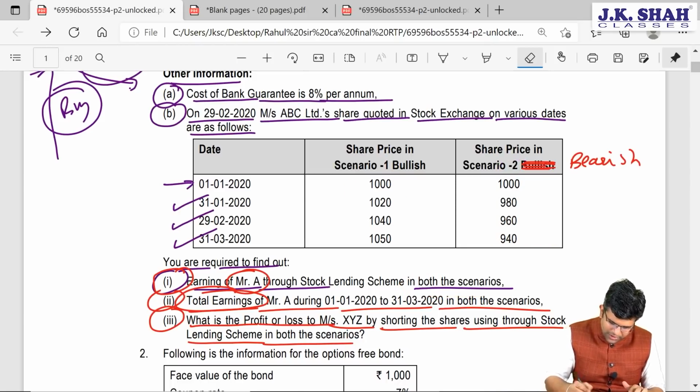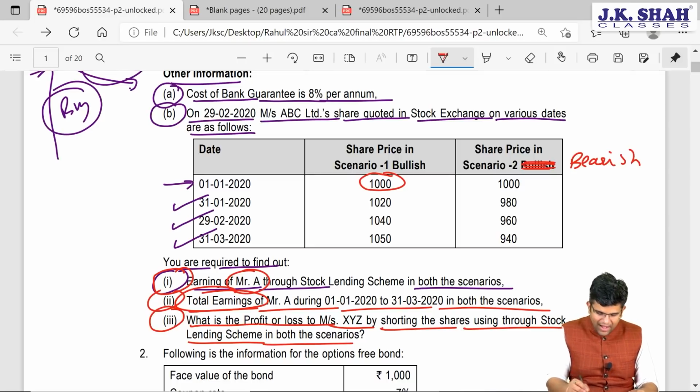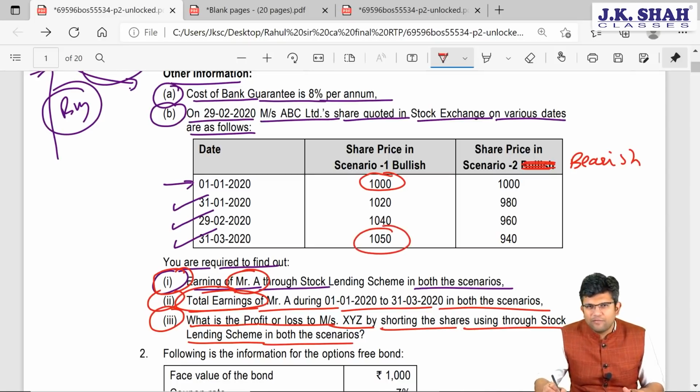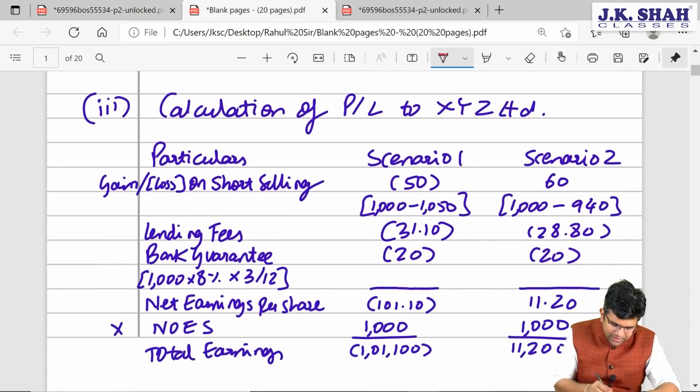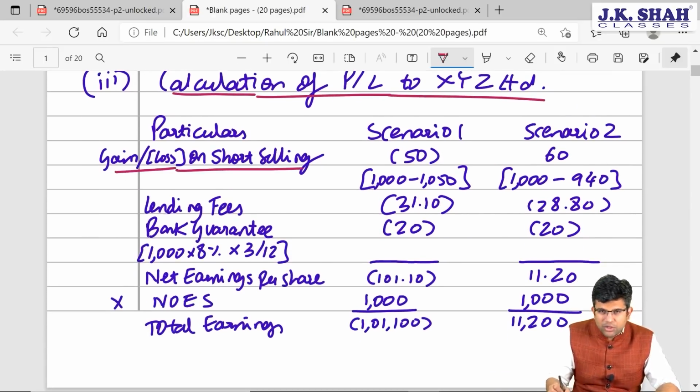Now students, do you realize that if I talk about scenario 1, XYZ will be selling the share at 1000 and buying it back at 1050, correct? Selling today at 1000, buying it back at 1050. There is a 50 rupees per share straight away loss to XYZ. That is what I have written here. Calculation of profit or loss to XYZ. Gain or loss on the short selling. Can you see 50 rupees loss?